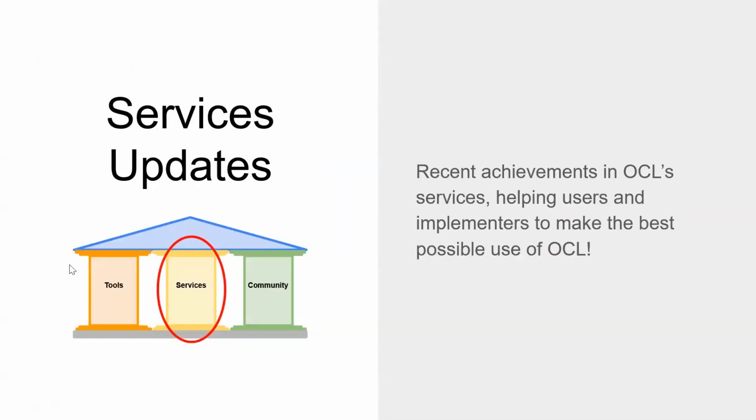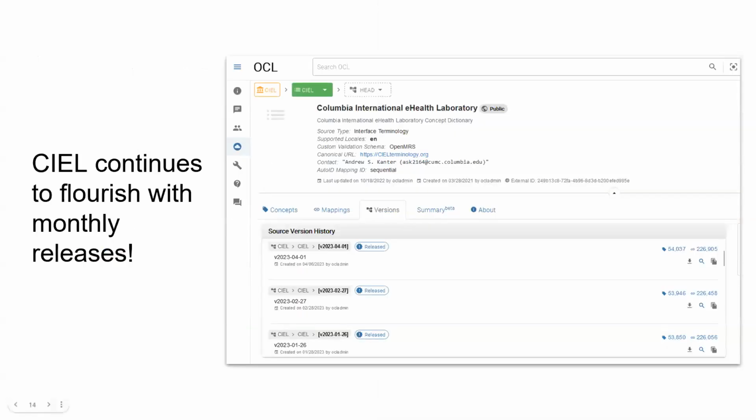With that, I wanted to go through some updates in our services. This one actually will be pretty quick because it is mostly CIEL. CIEL is the main terminology that we've been publishing. We've been doing monthly releases, and CIEL continues to grow, continues to get more concepts and mappings each time. I think people have been very, very satisfied with it, and the release process is going smoother and smoother over time.